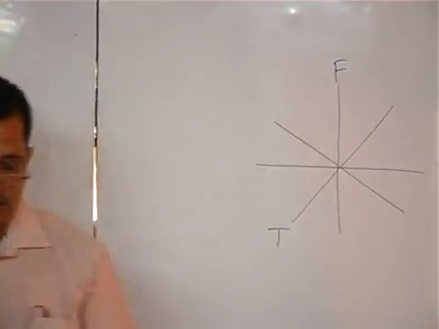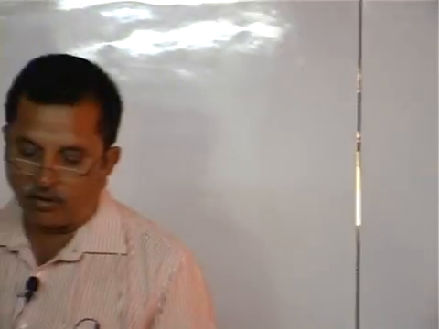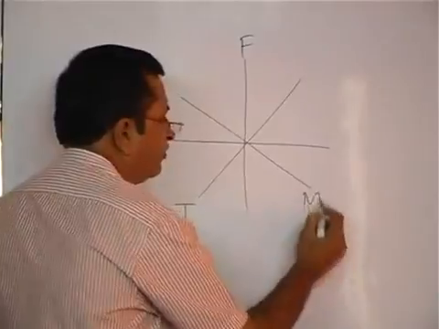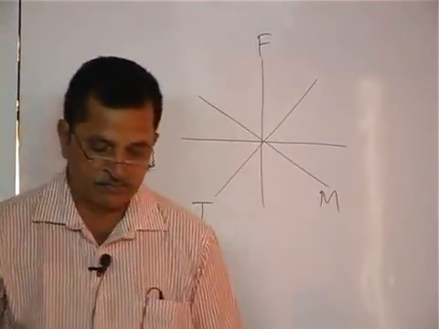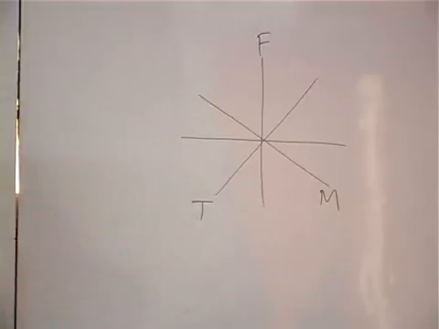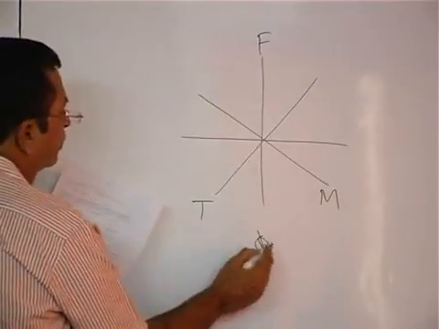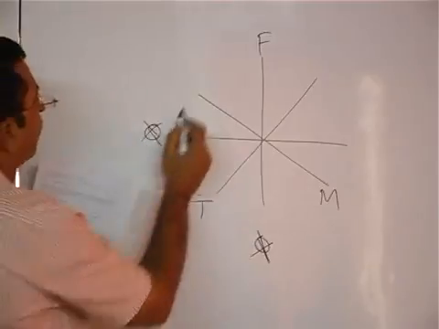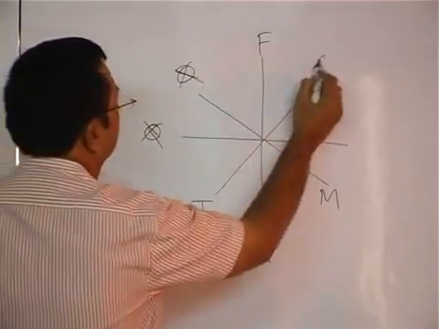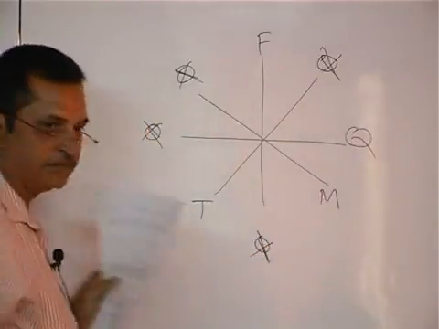T is third to the right of F. Who is second to the left of M? Second to the left of M. Q is not a neighbor of T or F, so Q will not come here. What is the position left? Here Q will come.